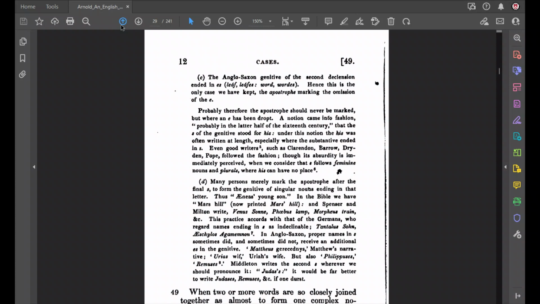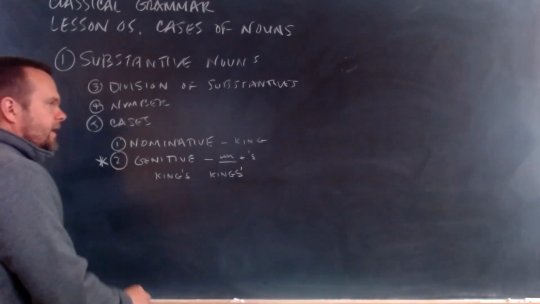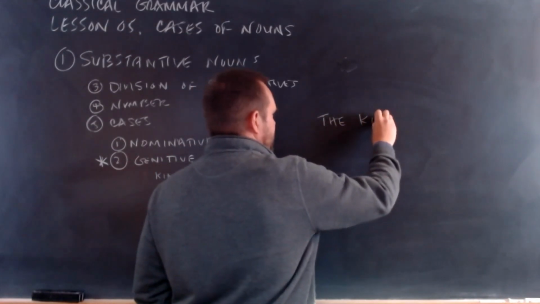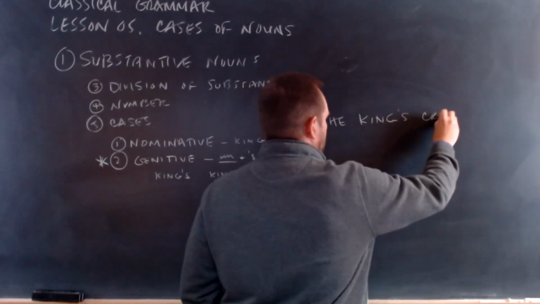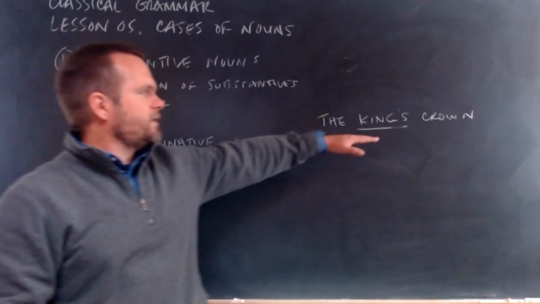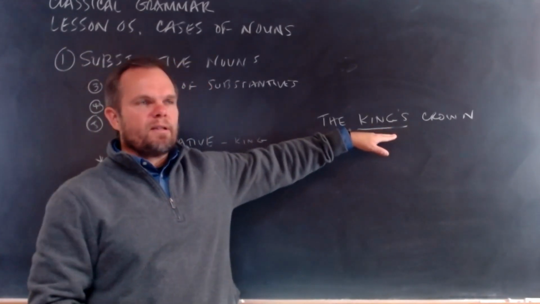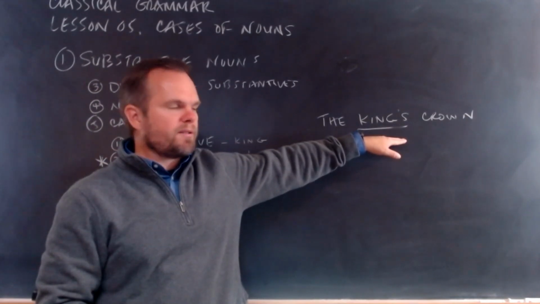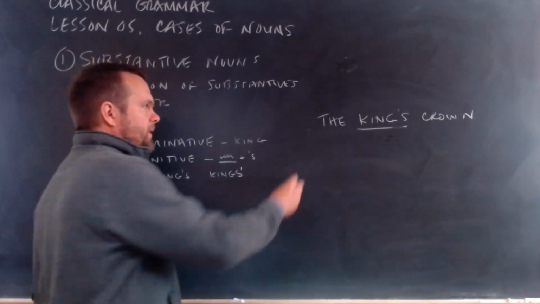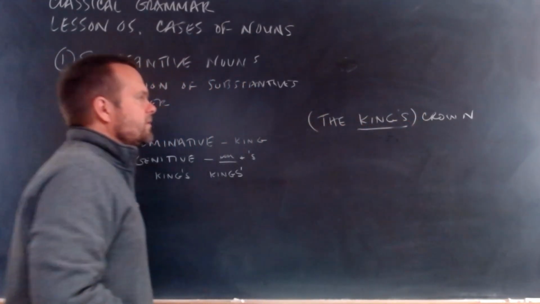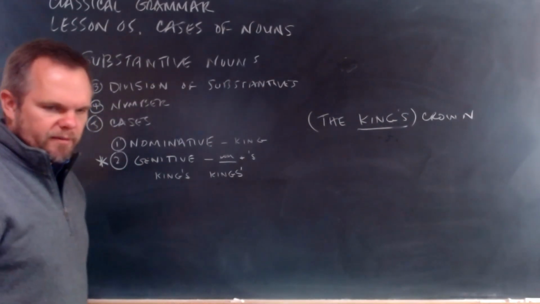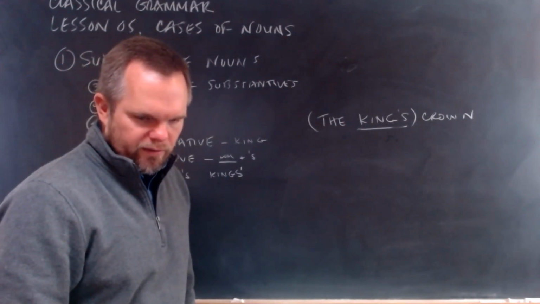But what happens if we have a more complex idea that we'd like to express? For we can say the king's crown, and this is pretty simple. Here's our noun. Here's our noun. It expresses that the crown belongs to the king. That's what the genitive can express, right? It expresses possession, the king's crown. But this is a simple idea we're thinking of. What if it was much more complicated than that? And he gives us some examples there in paragraph 49.